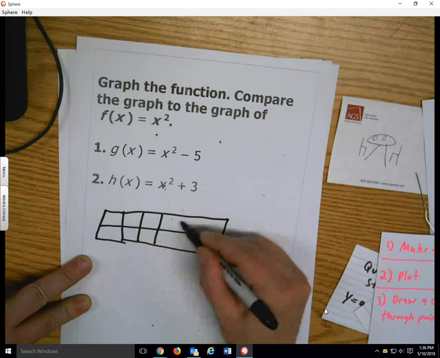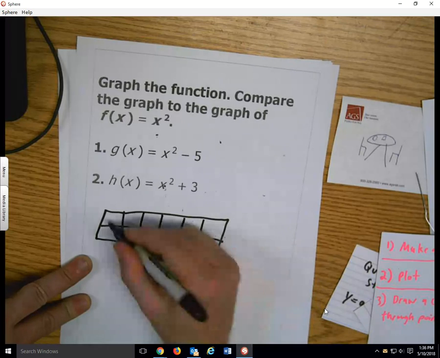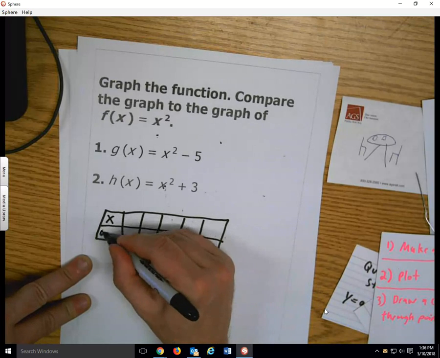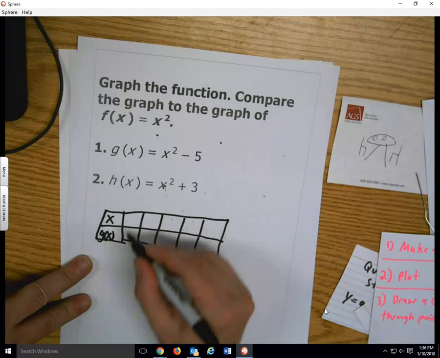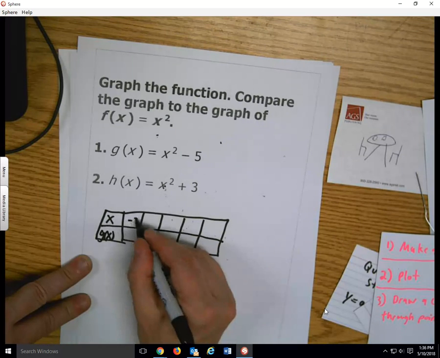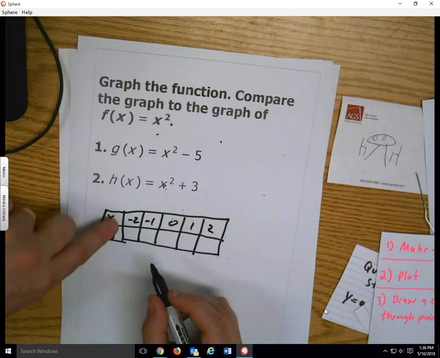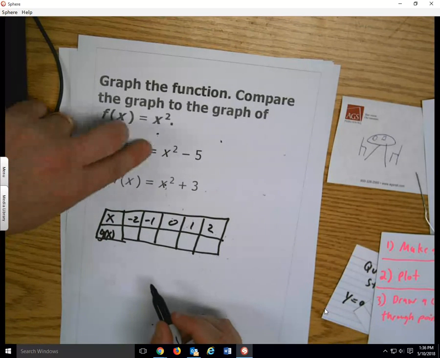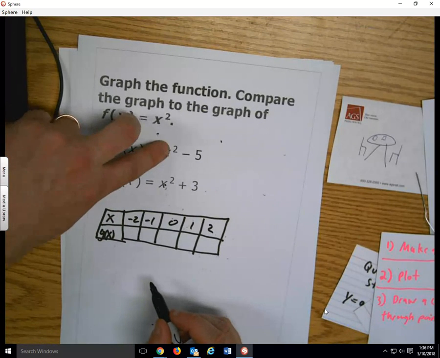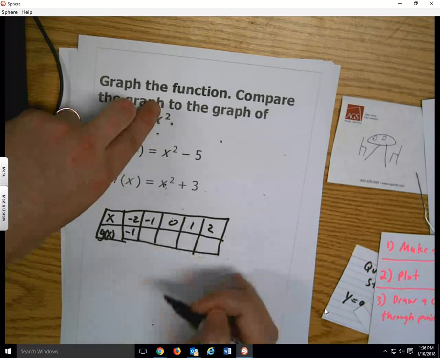Since it's not coming up right now, a strategic reason, I'll just do -2, -1, 0, 1, and 2. Okay, so if you substitute in a -2, what would you have here? A -2 times a -2 would be a +4. 4 minus 5 would be a -1.